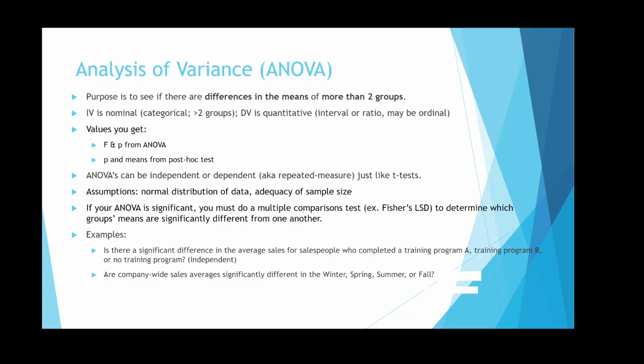Are company-wide sales averages significantly different in the winter, spring, summer, or fall? You're talking about a whole company, so one group of employees over 4 seasons. So that would be a repeated measures ANOVA. And is production significantly higher in the Louisiana plant, Mississippi plant, or Alabama plant? That would be your independent ANOVA.